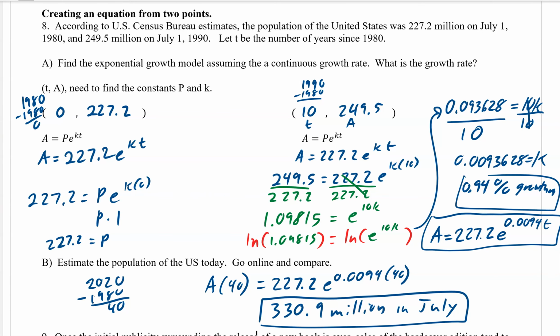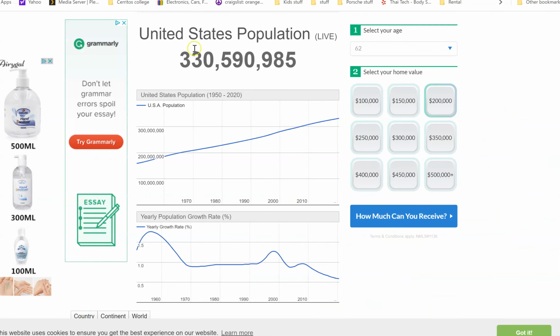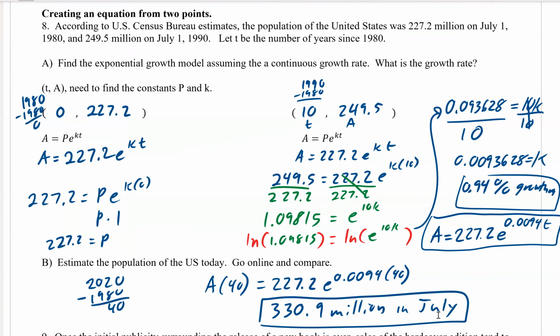So now let's go online and see what we get. It's 330.6. We're off by 300,000. That's pretty impressive. You could even estimate what our population would be in 10 years, and it might be pretty close. Hopefully our growth rate is decreasing. We had 330.9, and that's for July, and we've got three more months till July, so it's possible we'd be pretty close. But there you go. This is how you do it. You just need an initial amount and a k, and that's how you find k.